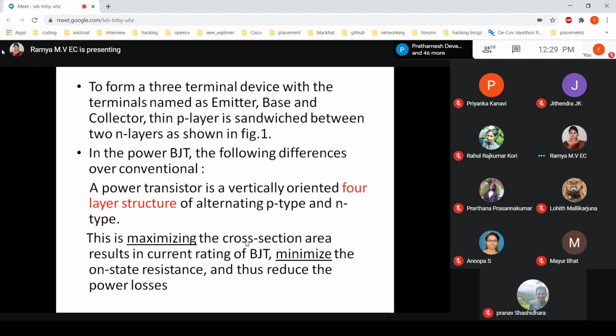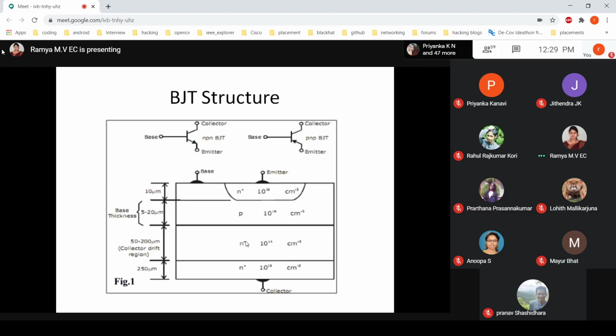BJT. A power transistor is a vertically oriented four-layer structure of alternating P type and N type. If you remember, the structure of the NPN transistor is represented in a different way, but in power devices we always use the vertical representation. In some cases, like a normal transistor, we represent it in a horizontal way, but the vertical representation is used for power devices.